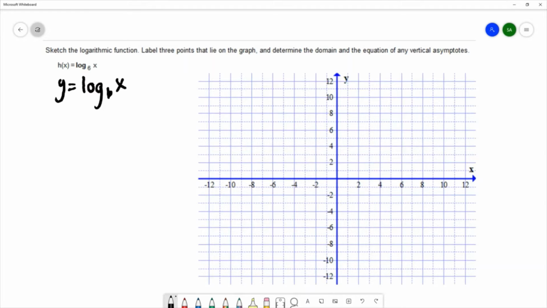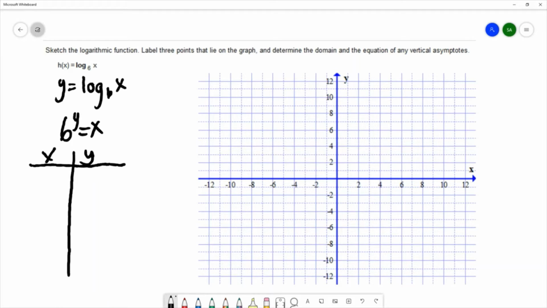And I'm also going to rewrite this equation as an exponential equation. It's much easier to find the ordered pairs when they're written in exponential form versus logarithmic form. So to write this as an exponential, we would write it as 6 to the y equals x. This is using the definition of a logarithm. So now I'm going to make a chart, and this chart is going to have x and y values.